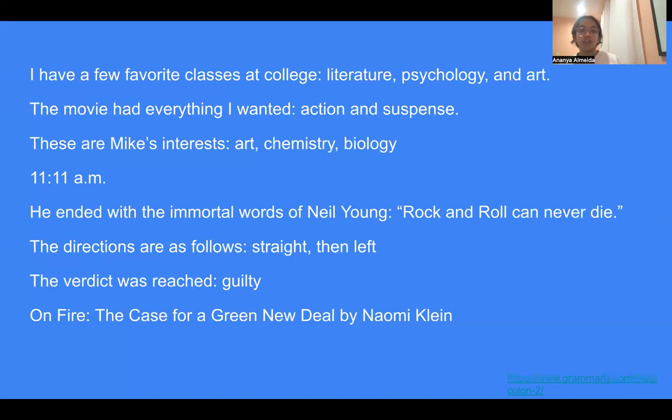It states, "The movie had everything I wanted: action and suspense." And the colon is used to sort of give a passageway to what the person wanted from the movie, and it introduces a list of what they wanted, which was action and suspense. And then the third one is also an example of introducing a list. It states, "These are Mike's interests: art, chemistry, and biology." This also introduces a list of Mike's interests.